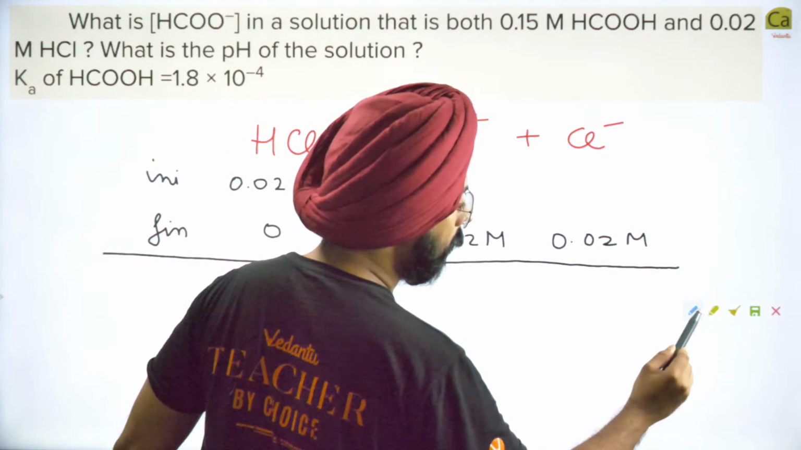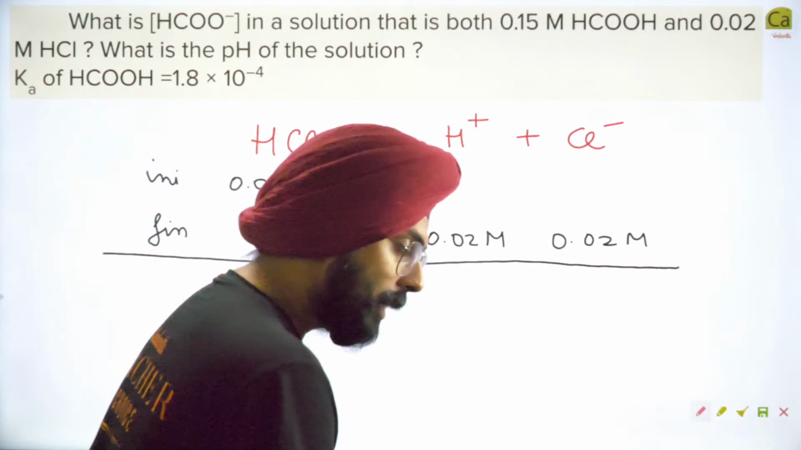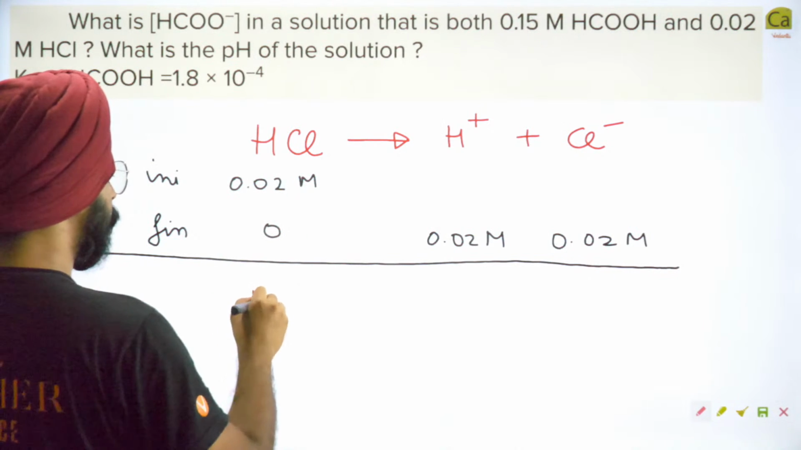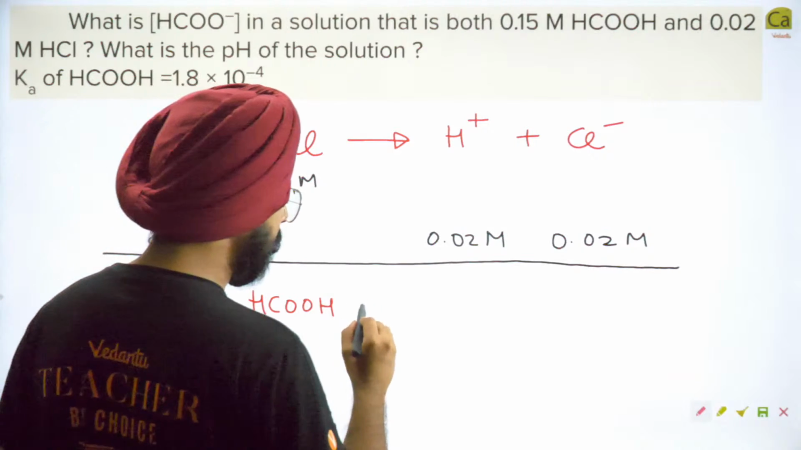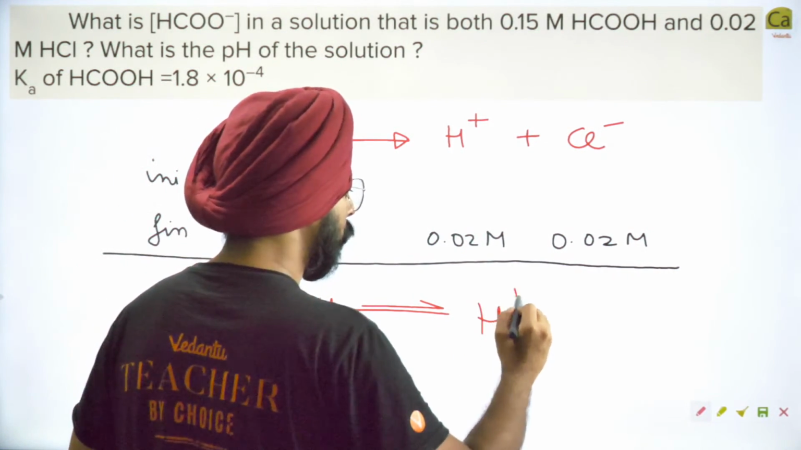There is another reaction that we need to consider, and that is HCOOH, formic acid. Okay, this particular species is formic acid. It is yet again a weak acid. So in a weak acid, you will have an equilibrium.